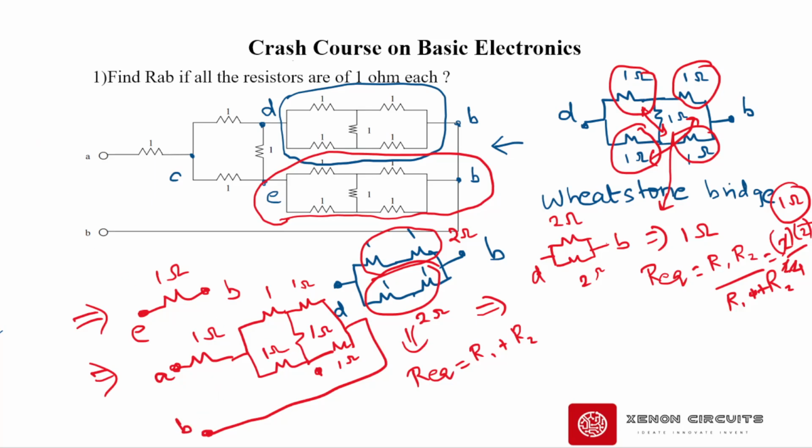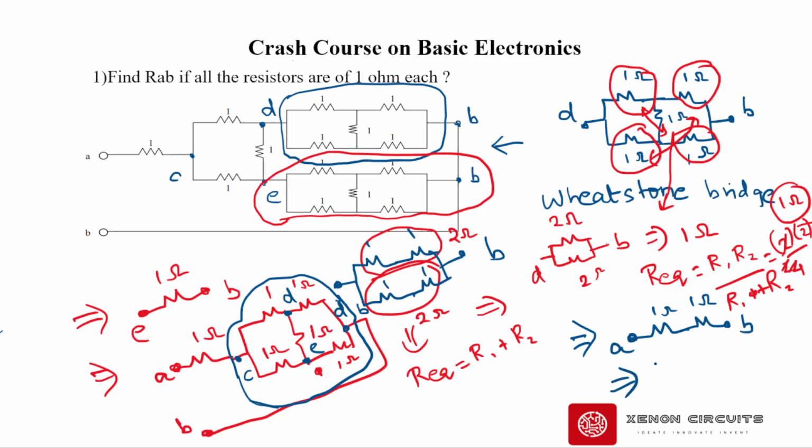So once again, we have a Wheatstone bridge over here. So this is the node C, these are the nodes D, and these are the nodes E and B, correct? So once again, if we try to solve this network, we'll be getting still the 1 ohms. So A and B further becomes 1 ohm and 1 ohm. So RAB is nothing but 2 ohms. Okay.